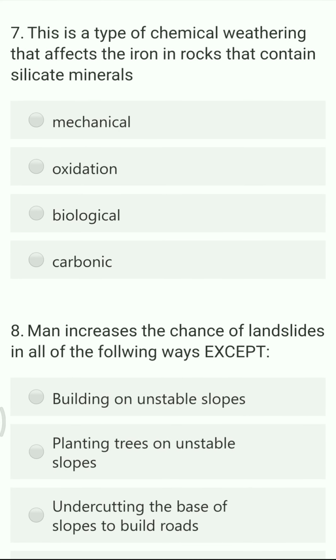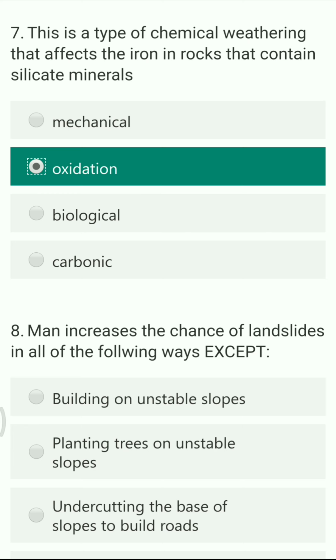Next question. This is the type of chemical weathering that affects the iron in rock that contains silicate minerals. The options are mechanical, oxidation, biological and carbonic. The right answer is oxidation. Whenever the iron particles present in the rock react with oxygen, oxides are formed, and that process is called oxidation.